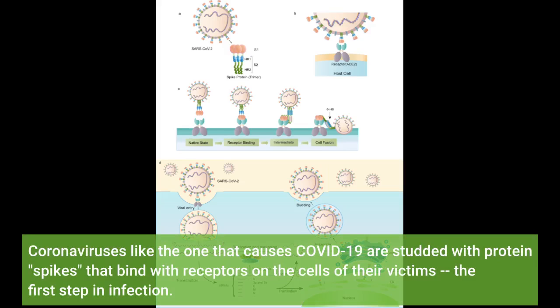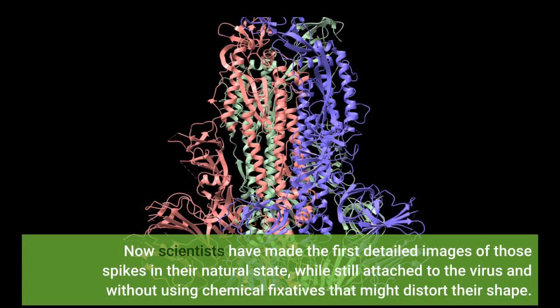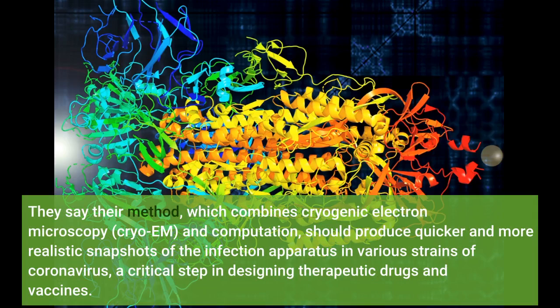Coronaviruses like the one that causes COVID-19 are studded with protein spikes that bind with receptors on the cells of their victims, the first step in infection. Now scientists have made the first detailed images of those spikes in their natural state, while still attached to the virus and without using chemical fixatives that might distort their shape. They say their method, which combines cryogenic electron microscopy, cryo-EM, and computation, should produce quicker and more realistic snapshots of the infection apparatus in various strains of coronavirus, a critical step in designing therapeutic drugs and vaccines.